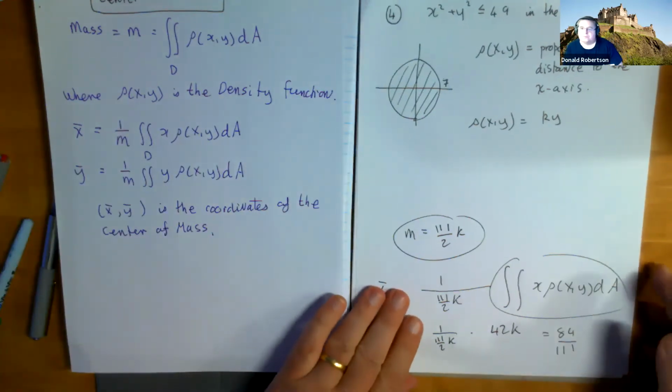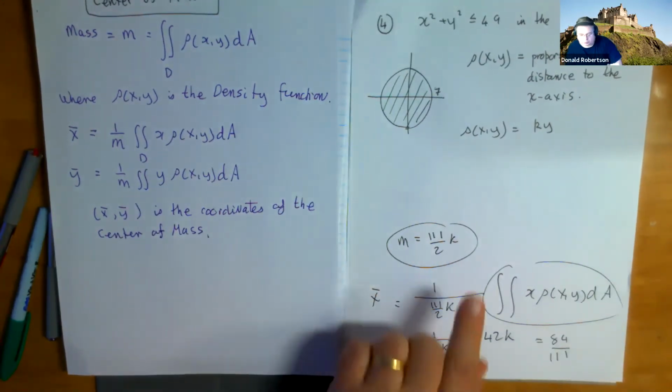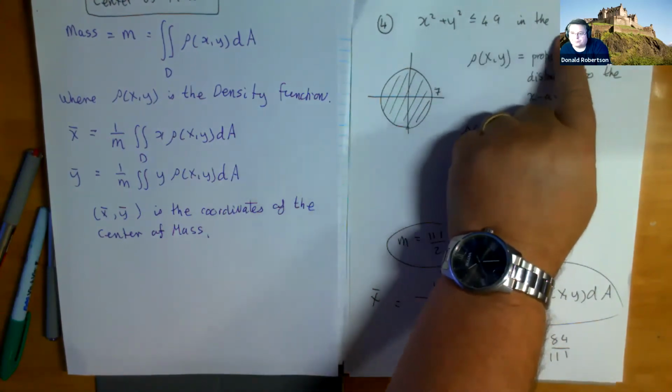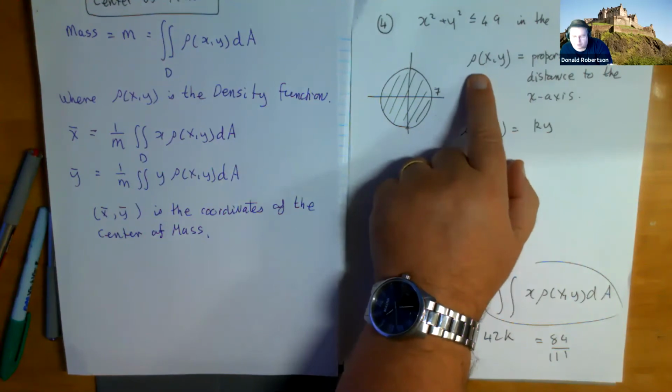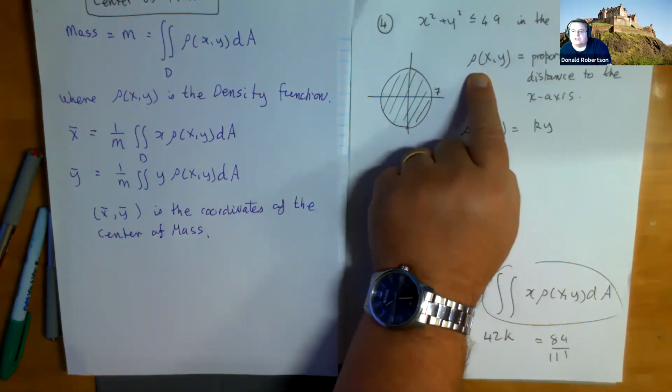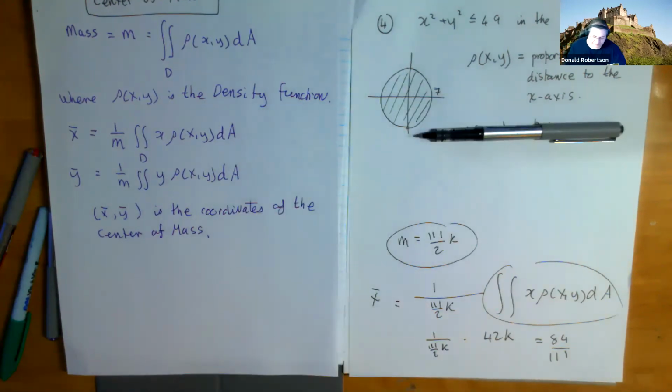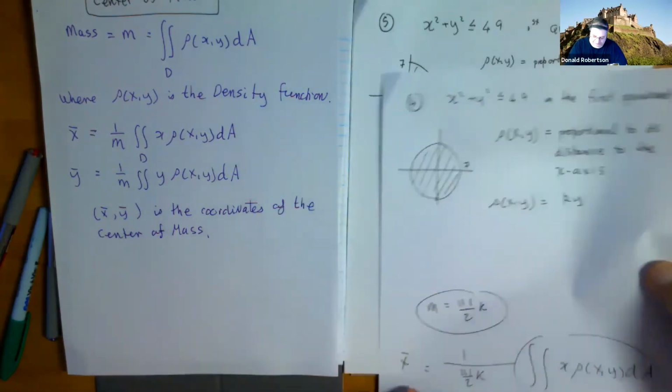Here's the next one. We're taking this guy in the first quadrant, and this is all weird stuff. The density function is not given to you, although I've given the answer to what it's going to be. The density function has not been given to you.